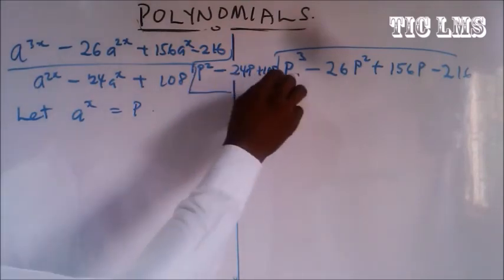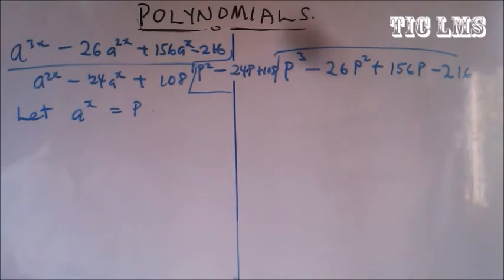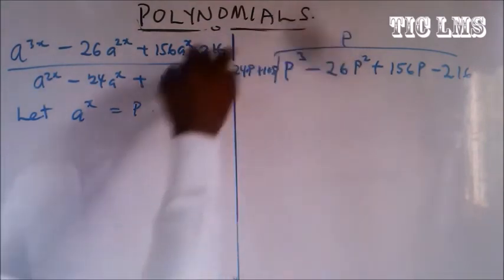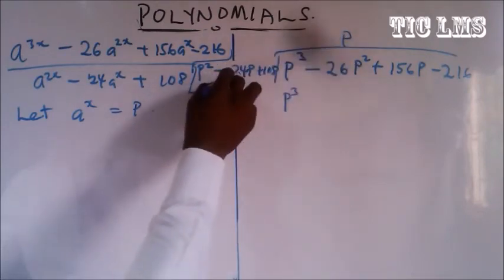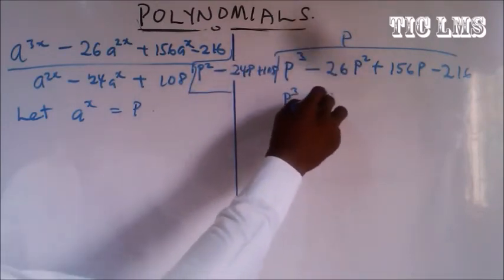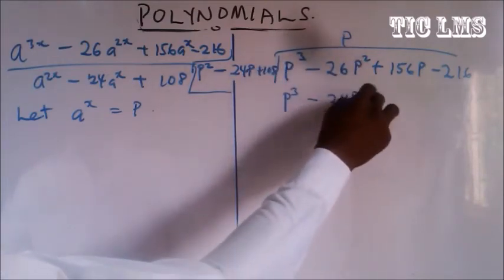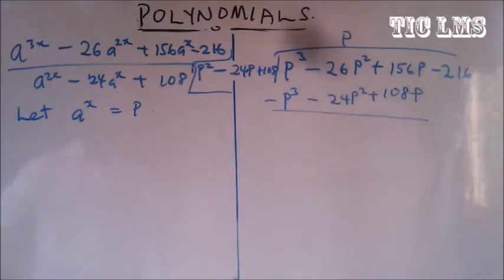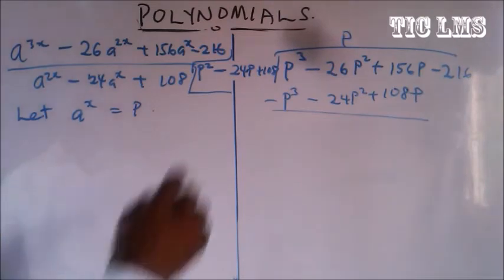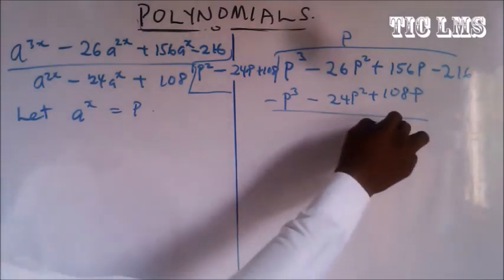So we are going to divide this with this expression. So we have that p squared into p gives p cubed. We are left with p. Then p multiplied by minus 24p, we have minus 24p squared. And then p multiplied by plus 108, we have plus 108p. We'll subtract. 156p minus 108p gives 48p.